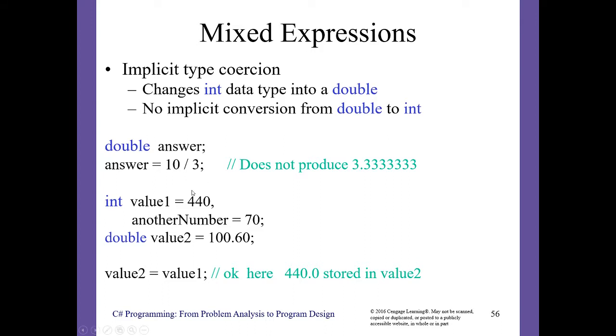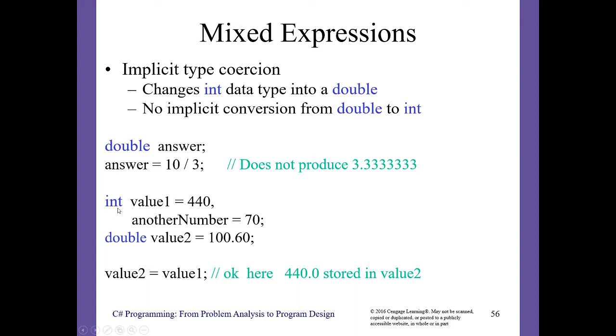Now here's an example. In this case, we have a variable that's a double named answer, and we want to set answer equal to whatever value is returned by the calculation 10 divided by 3. We're surprised that it doesn't give us a decimal place. Why would that be?